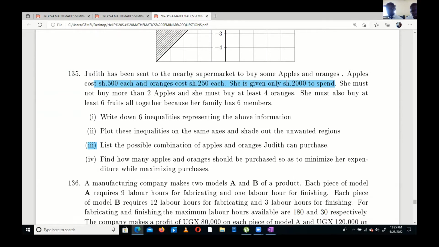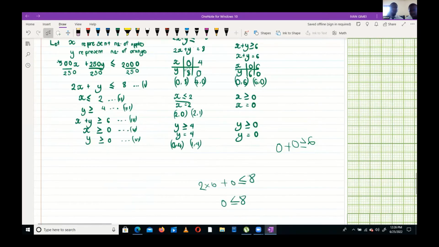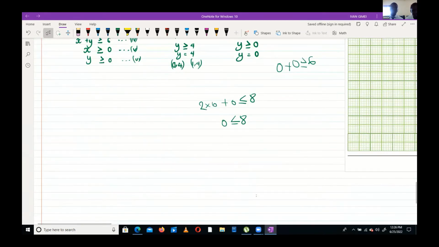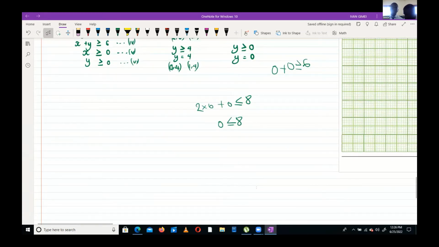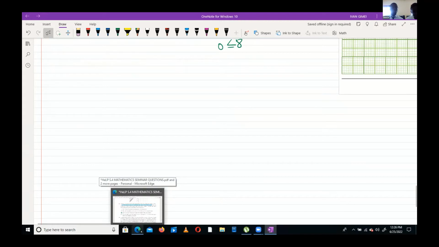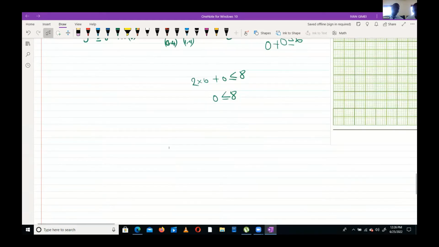The objective function is the one that will show you how these values will change and how you will get to know exactly which ones will fit. So from this, since they're talking about minimizing expenditure, our objective function should be the one that is talking about costs, and that was the inequality that we got.